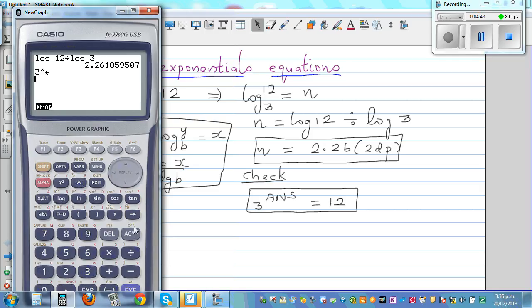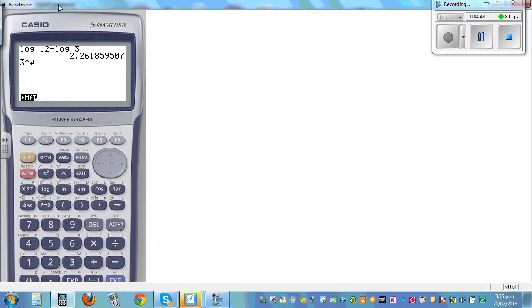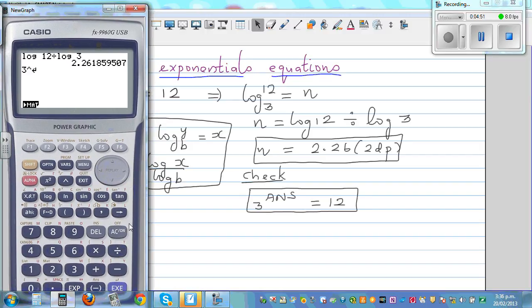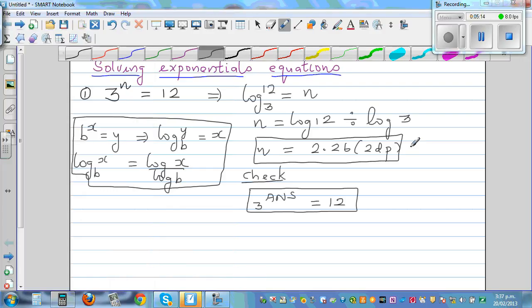Oops, I'll go back. Let me scroll up. Okay, log 12 divided by log 3, equals. And then I go 3 raised to, where is the raise to key? This is the caret key, shift answer, equals 12. So your answer is right. So this is the correct answer.